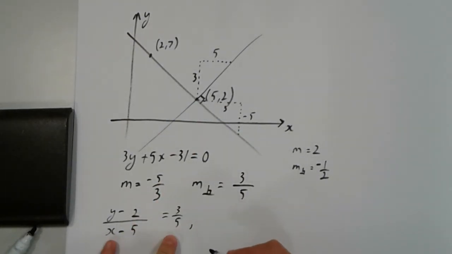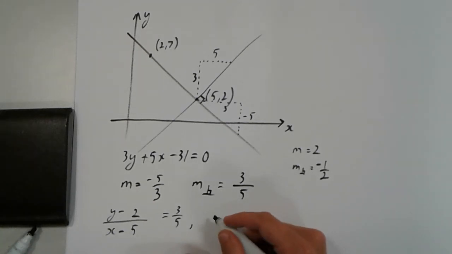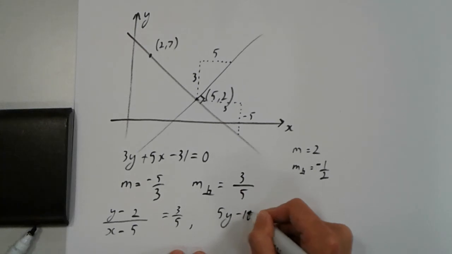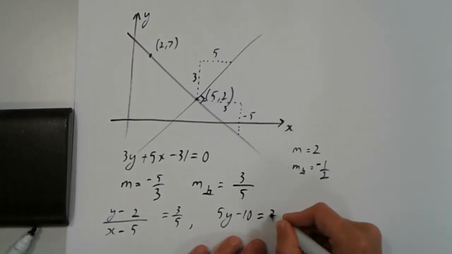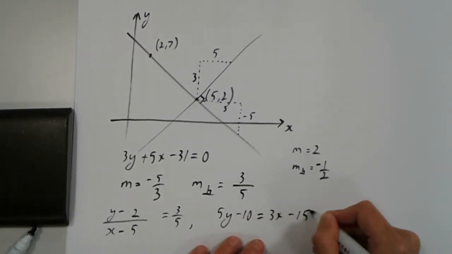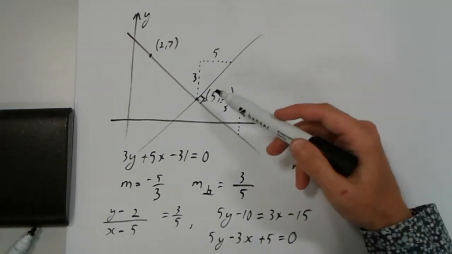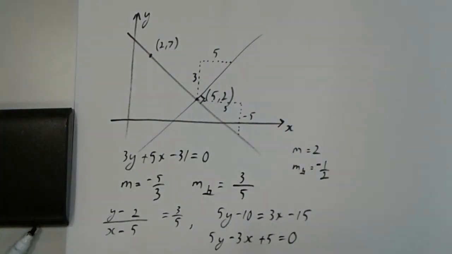Okay, cross multiplying. I'm going to try and squeeze it in over here so I don't need to go to a new page. That's going to give us 5y minus 10 is equal to 3x minus 15. Again, bring everything onto one side: 5y minus 3x plus 5 will equal 0. That will be the equation of our perpendicular line which passes through the point 5,2.